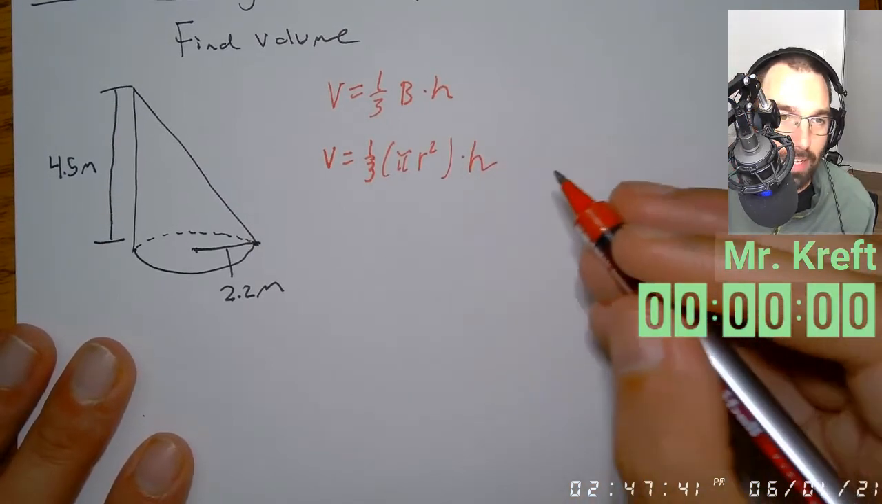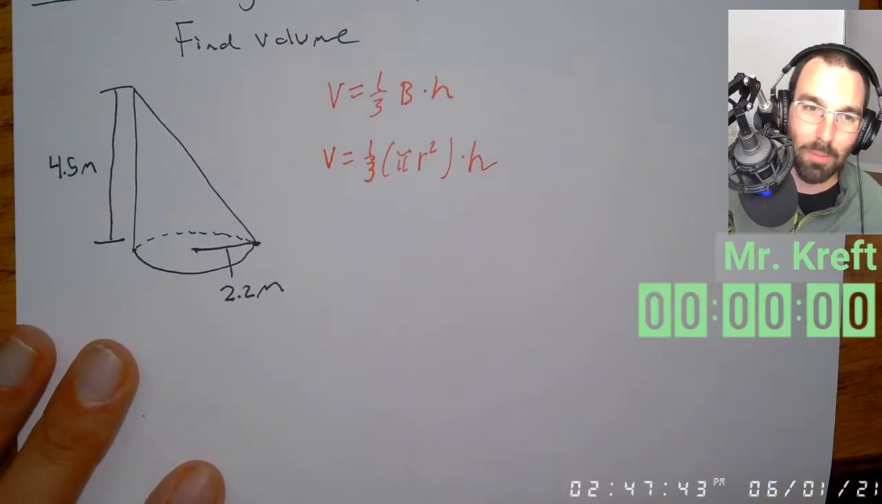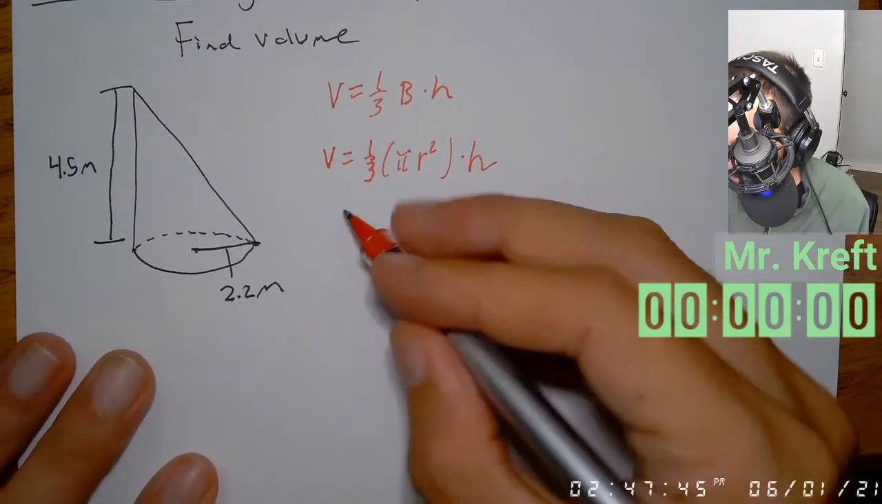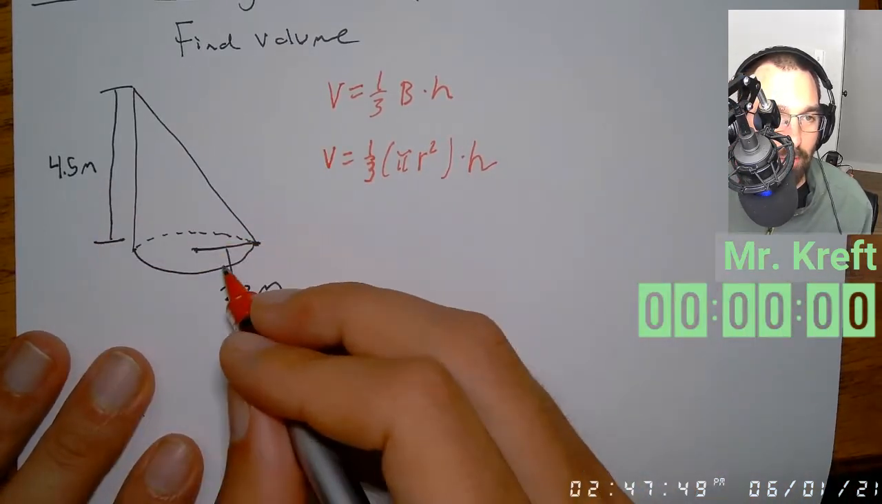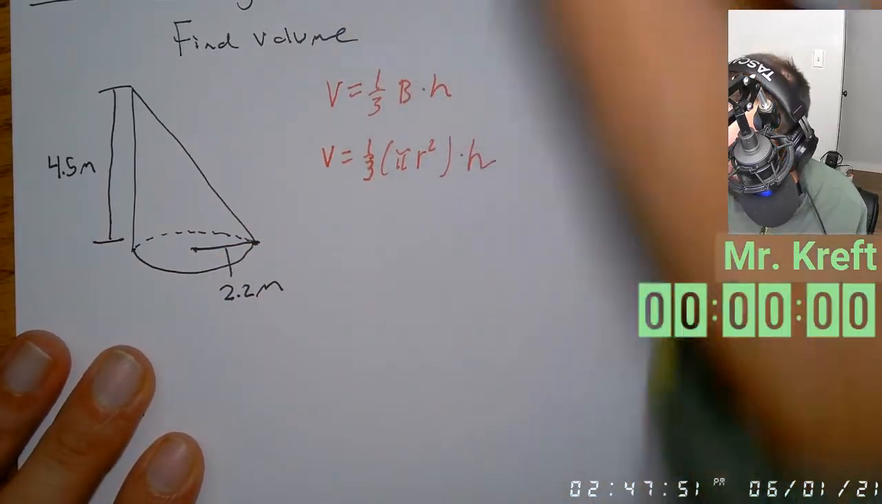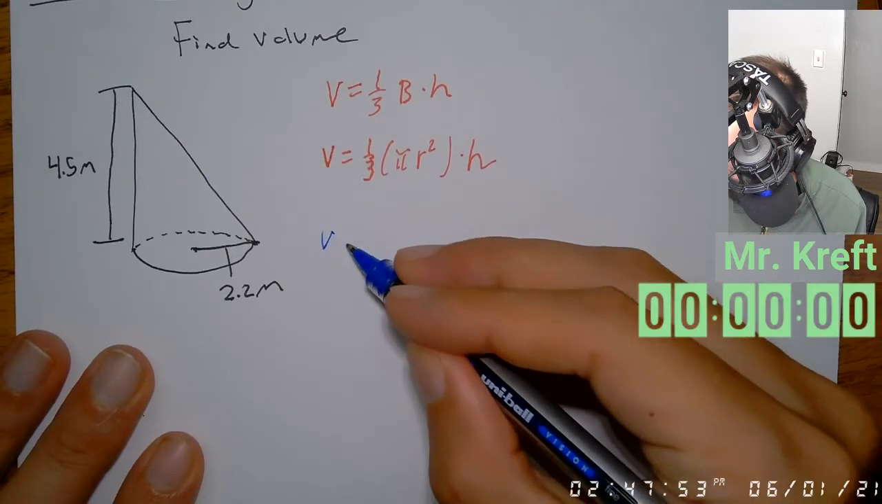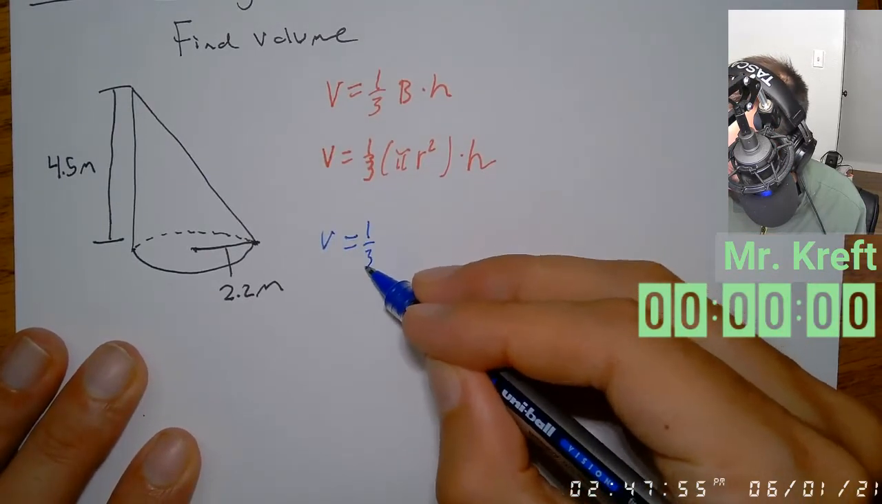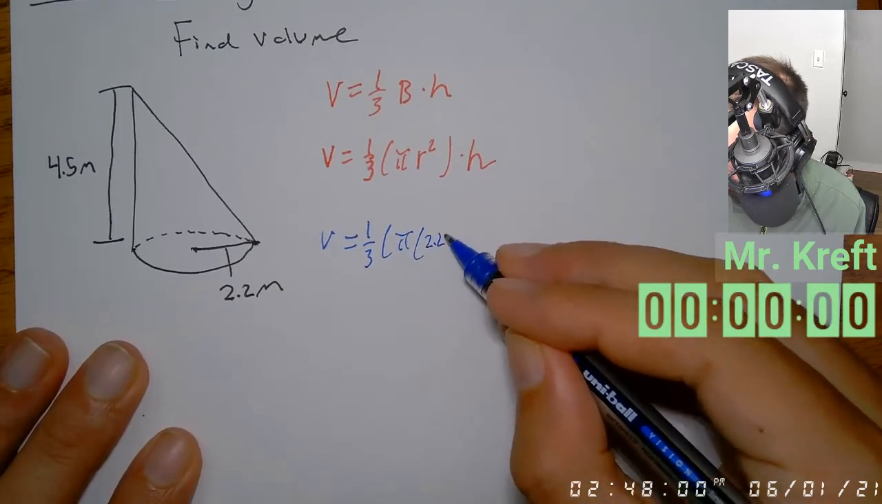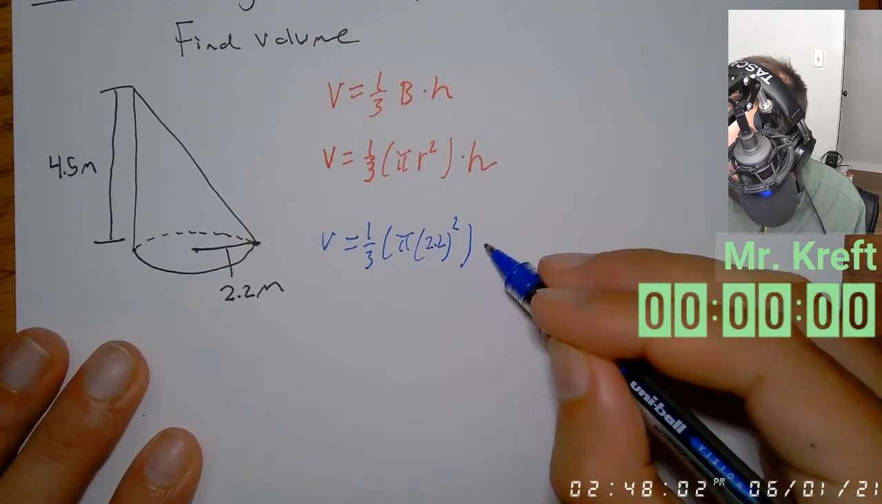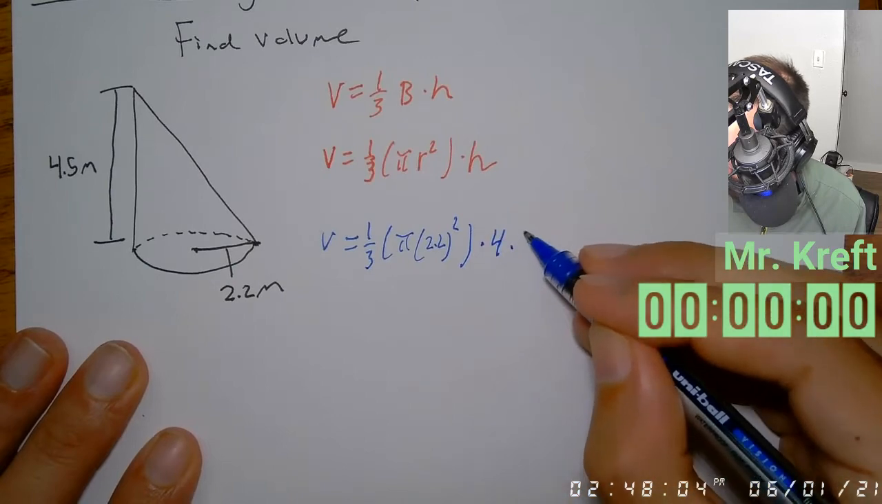Sorry, my handwriting is even worse today because my hand's cramping, so I'm not holding my pen in a very natural way. So let's take a look. We have our height. We have our radius. We're good to go. So I'm just going to plug everything in. So I have V equals 1/3, and then I have pi, and then my radius is 2.2 squared, and then times my height.